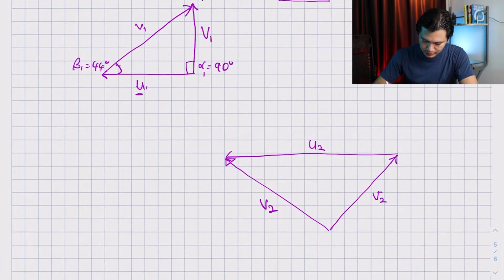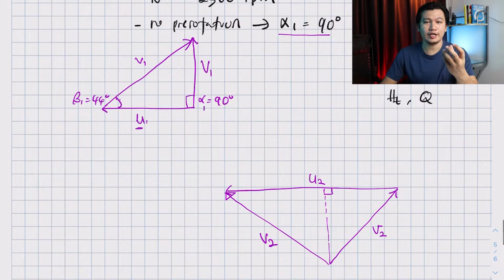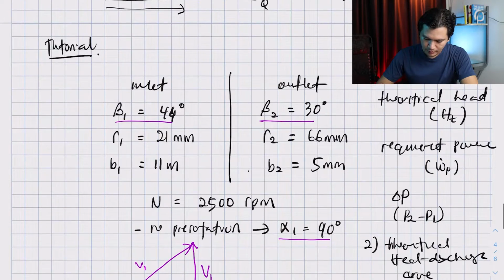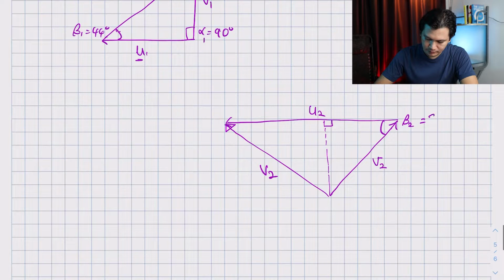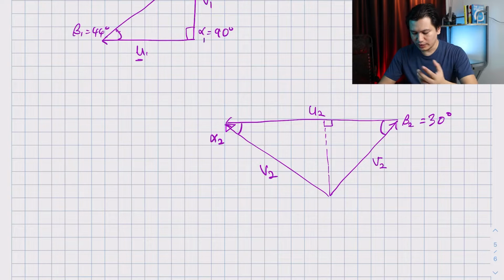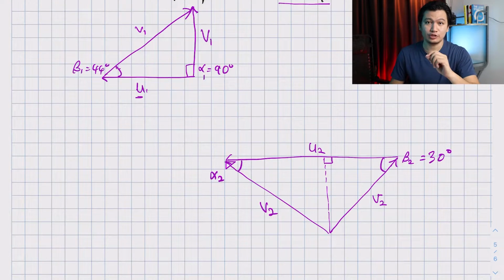And let's draw this line here that is perpendicular to the blade velocity. This is 90 degrees. And we know that we have beta 2 equal to 30 degrees. Beta 2 is the angle between the relative velocity and blade speed, so this is your beta 2, equal to 30 degrees. And I'm going to label here alpha 2. We don't know alpha 2 yet, and we don't know U1 yet, and we don't know U2 yet.